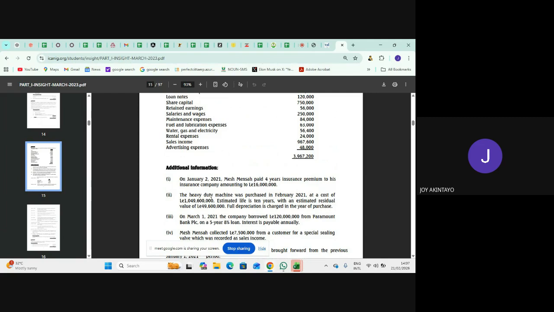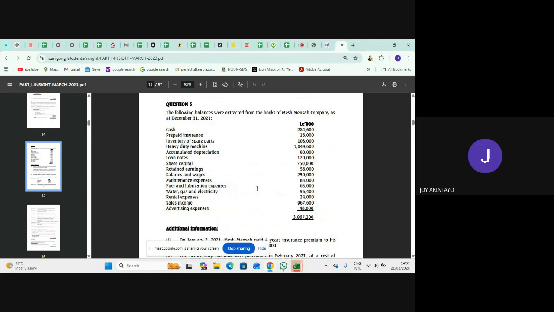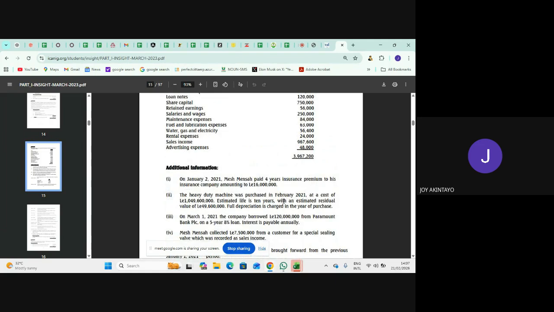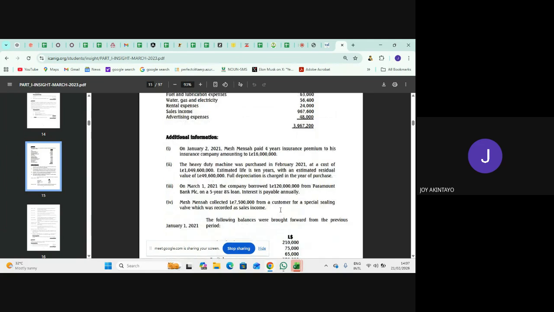Then the heavy duty machine was purchased on February 2021 at a cost of 1,149,600. This one is not million, it is 1 billion. Estimated life is 10 years with an estimated residual value of this. Now we are being told that full depreciation is to be charged in the year of purchase. So that's not a problem. We will solve that. Though we've not gotten to depreciation, but we will get there.